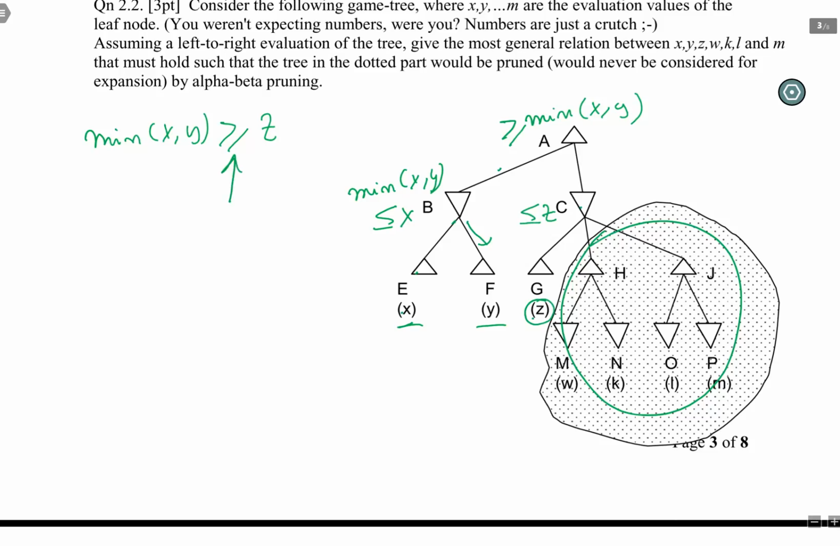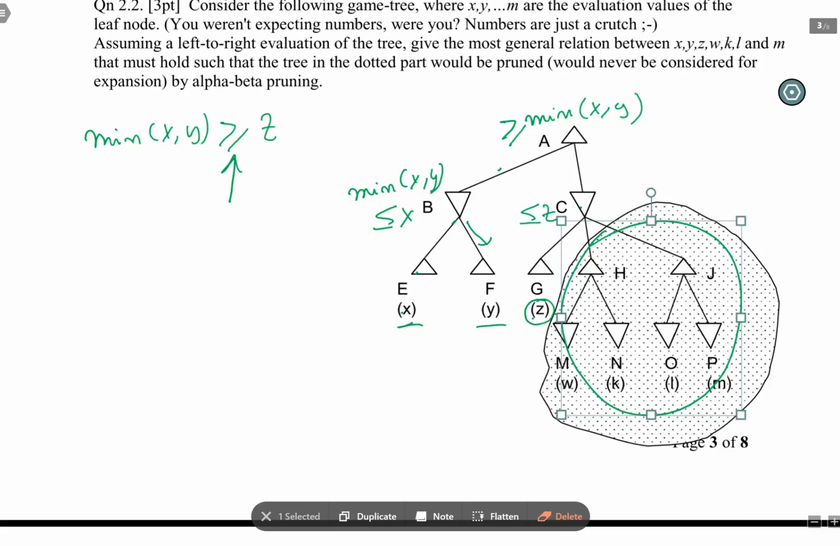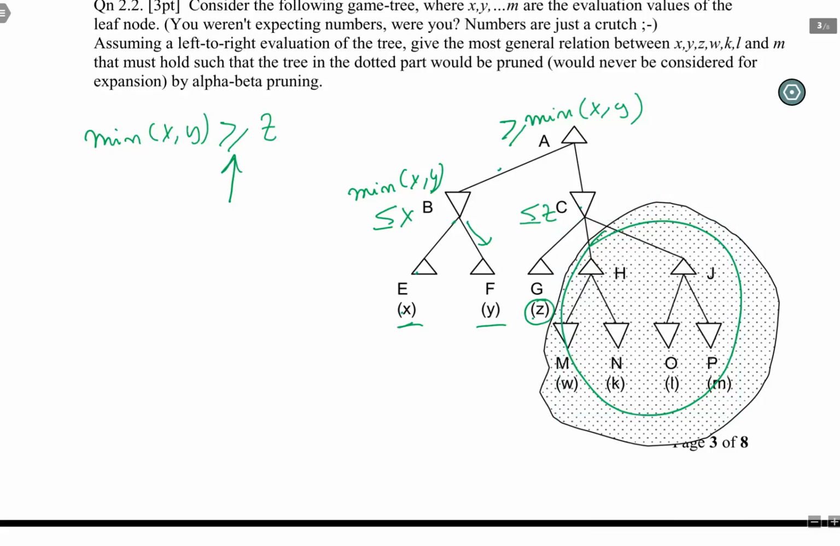This equal to is very important. It doesn't have to be greater than Z, it only has to be greater than or equal to Z, because in general you may as well prune the search if you are guaranteed that by looking at the rest of the tree you won't get anything better than your current bound. At that point, why bother? So what you're looking for is min of x, y greater than or equal to Z is the answer here.